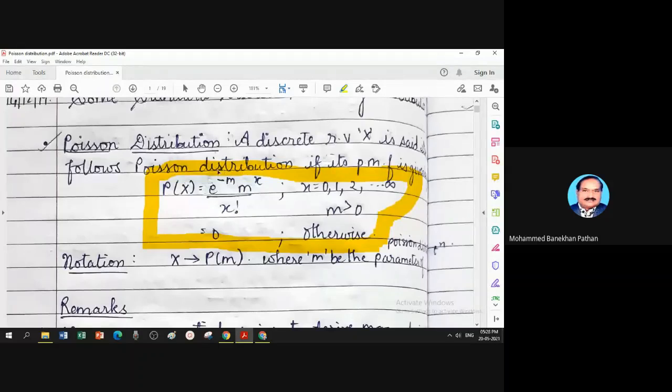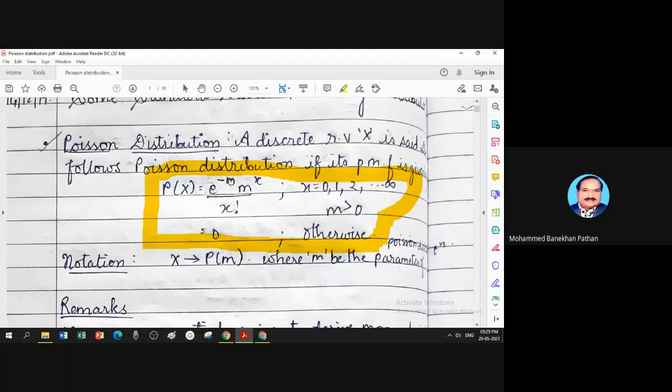So such function given by statistician whose name was Poisson. So in the memory of Poisson, it is labeled as a Poisson distribution. What is the values for x? X taking value 0, always from begin 0, 1, 2 goes to up to infinity.